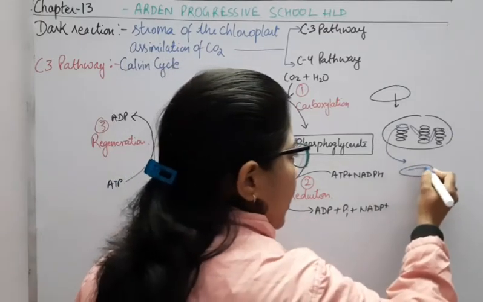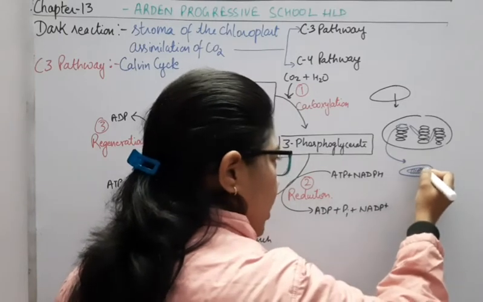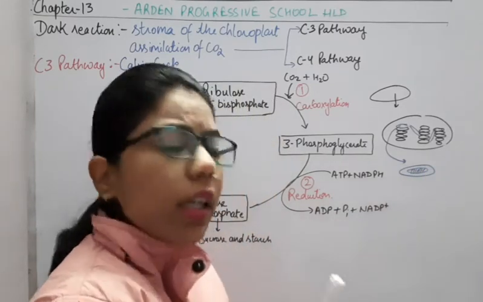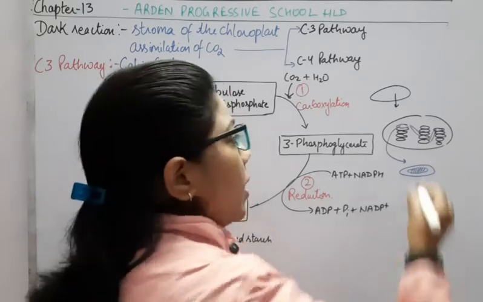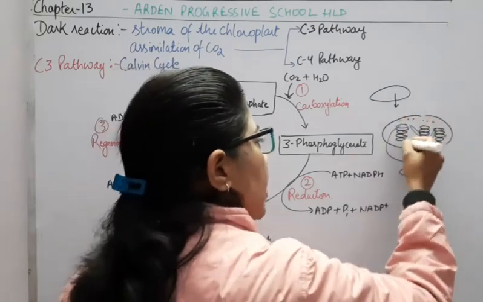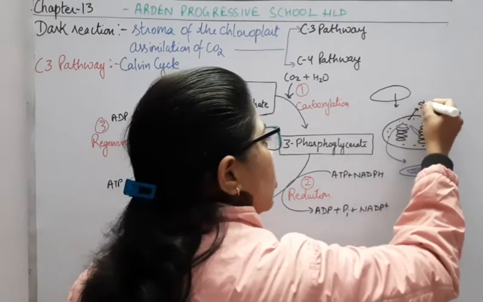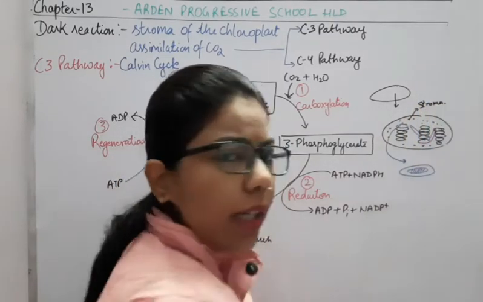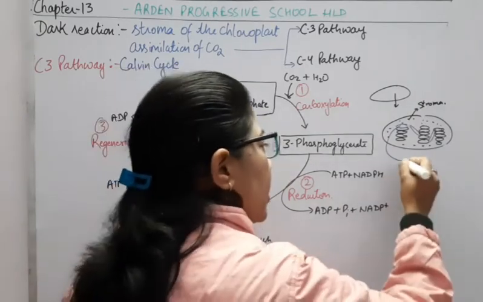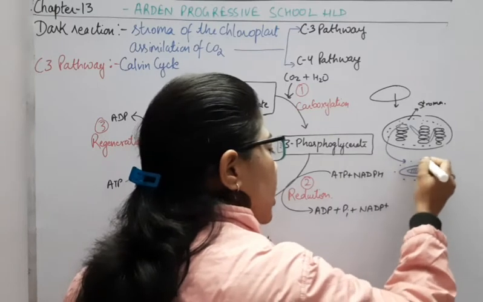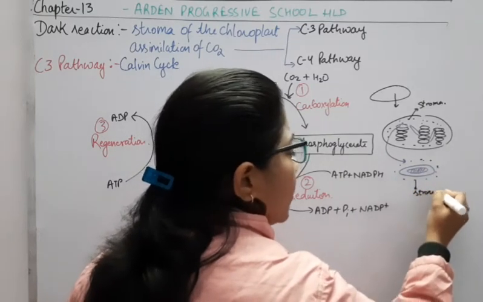In this membrane, you can see that inside there is a lumen. We have done this, that inside there is a lumen, and outside there is a matrix. The matrix which is present in the chloroplast is known as the stroma. So outside you can see there is a stroma, right?